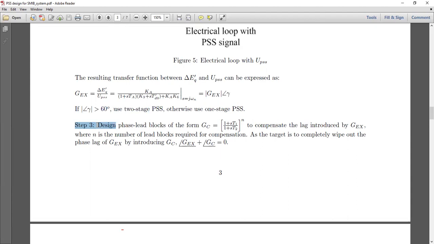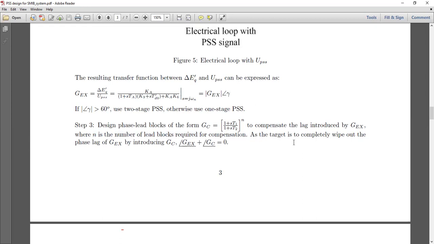Then step number 3: we design the phase lead blocks, the form of which is represented by another transfer function GC. C simply means the compensator, and the form of the compensator would be like this. And you see the number n. N means how many stages you have, whether it is 1 stage or 2 stages or more. So n is the number of lead blocks required for compensation. By compensation we mean we are trying to compensate this gamma, the lag.